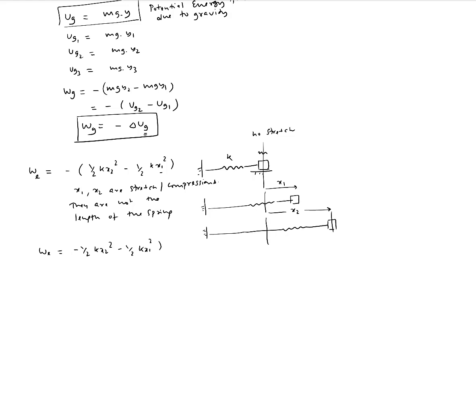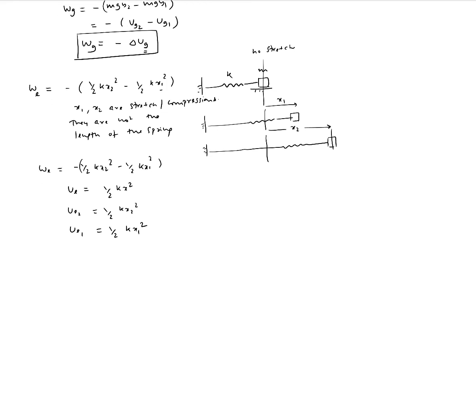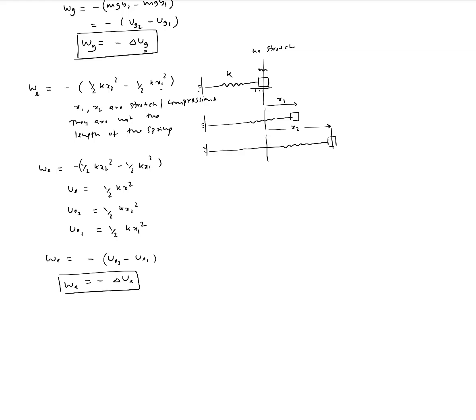Let me write that again once, basically here. And I'll call the potential energy function U sub E to be 1/2 kx squared. Okay, so U sub E in position 2 would be 1/2 kx2 squared, and U sub E in position 1 would be 1/2 kx1 squared. Okay, so in this case, W sub E would be minus (U sub E2 minus U sub E1), which is nothing but minus delta U due to elastic forces. So once again, the work done due to elastic forces is expressed as a difference in potential energy function. So potential energy function over here is 1/2 kx squared. So this is the potential energy function.